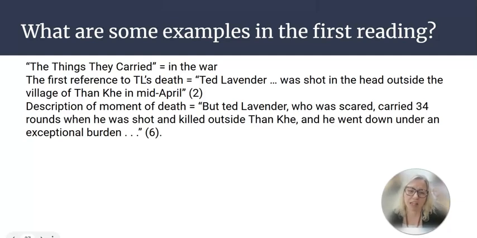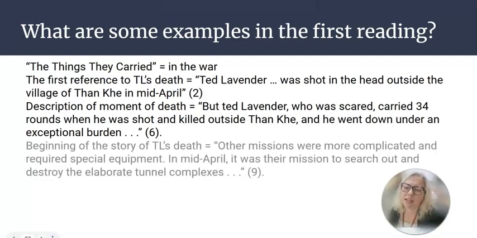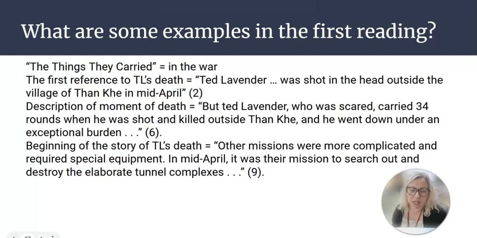Just the fact that he went down under an exceptional burden and he falls flat dead without any of the sort of Hollywood theatrics. So it's sort of the description of him physically dying. And then it isn't for another 3 pages that we hear the story of how he died, where he was, where the other GIs were, and all of those things that you would consider kind of crucial to telling a story. So this is a very fragmented story, right?